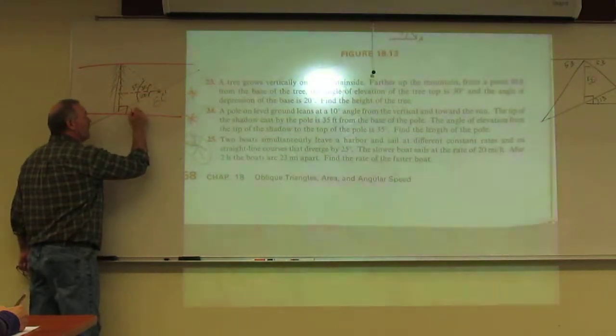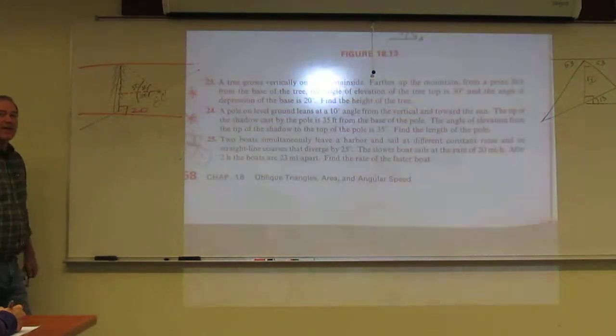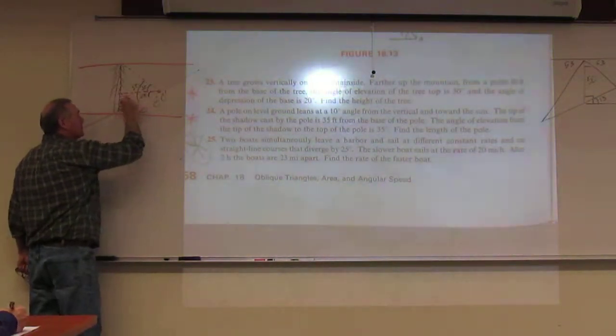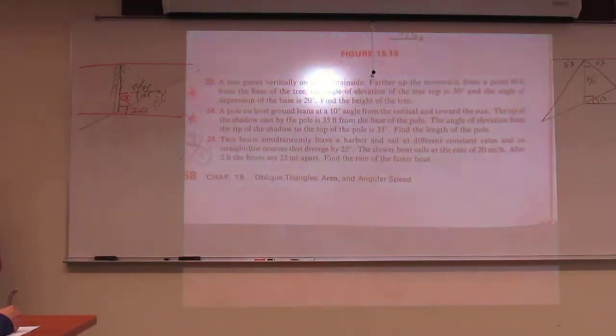This one's 20, right? Oh, I did 90 minus. You did the math in your head. This angle is 70, that is 90 minus 20. We now know 2 angles and a side. Is that one of our cheat sheet scenarios for law of sines?